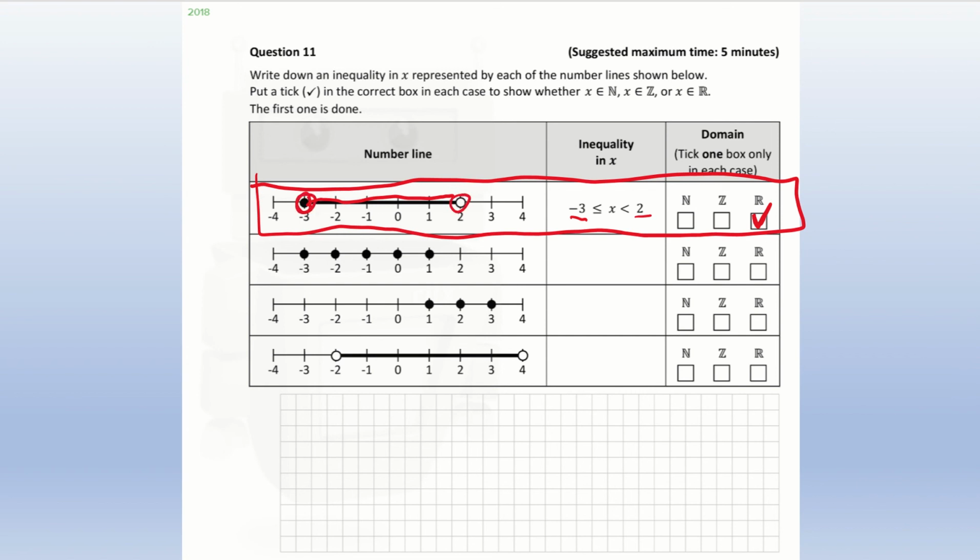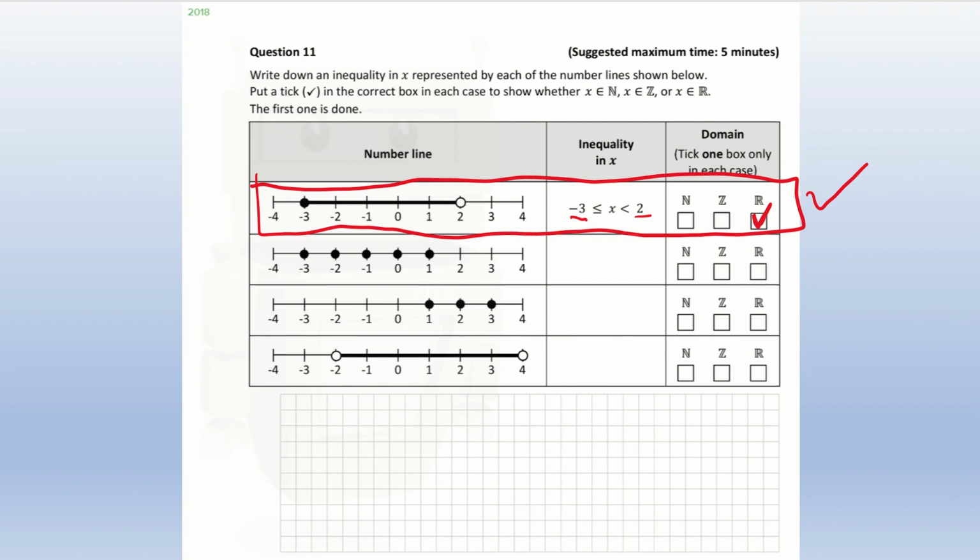-3 and 2. And -3 is less than or equal to x. So they've filled in the dot on the -3. That's exactly what they've done. And you'll notice that they haven't filled in this dot here on the 2. So we know that that's correct. It's the one example that they've given you. Our job now is to do the other ones.